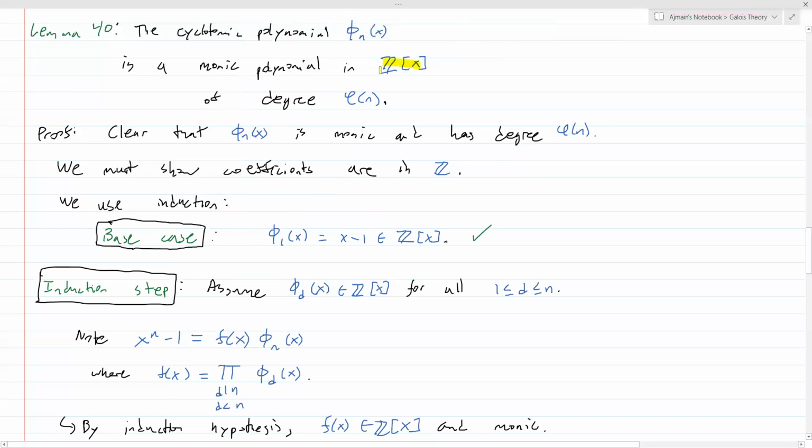So we saw a bunch of examples where we got integer coefficients, but now I'm going to use induction to prove it in general. We already know that phi n is monic and has degree phi of n, by definition of the nth cyclotomic polynomial. Now we want to show it has integer coefficients. So we're going to use induction. First, the base case. The first cyclotomic polynomial, x minus 1, has integer coefficients. Now, induction step: assume that phi d of x, the dth cyclotomic polynomial, has integer coefficients for all d less than n.